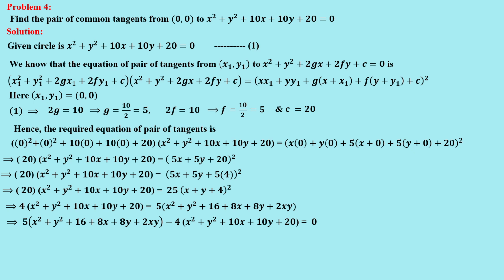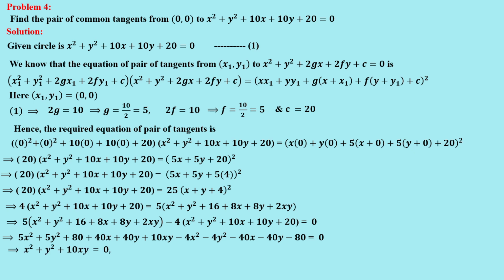We are taking left hand side to the right hand side: minus 4 into (x² + y² + 10x + 10y + 20) equal to 0. Now we are simplifying. Multiply by 5 in the first term: 5x² + 5y² + 80 + 40x + 40y + 10xy, then multiply by minus 4 the second term: minus 4x² minus 4y² minus 40x minus 40y minus 80 equal to 0.